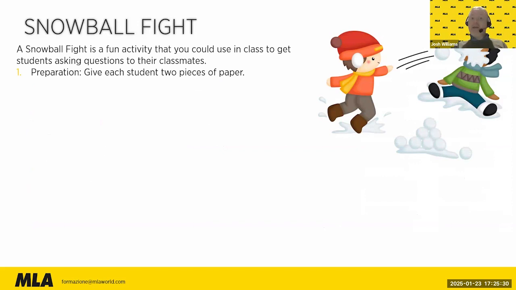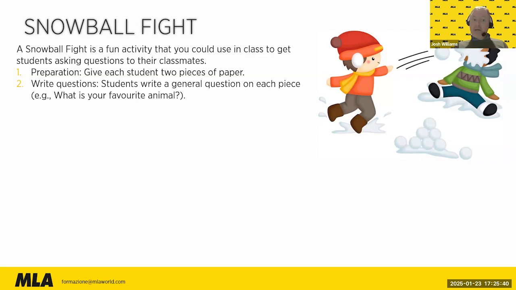Okay, give each student two pieces of paper. Could be just photocopier paper. It could even be just out of a notepad. Doesn't need to be big. Okay, they write questions. So students write a general question on each piece. Okay, so for example, what is your favorite animal? Okay, ensure the questions are checked for grammar and spelling. So they need to write two questions, one on one piece of paper and a different one on a different piece of paper.